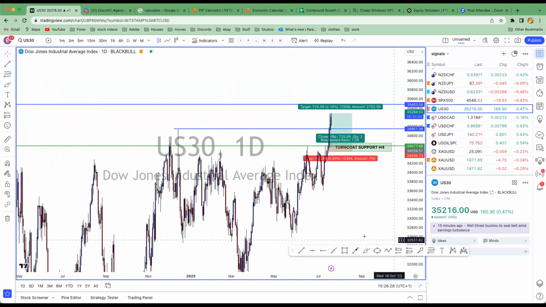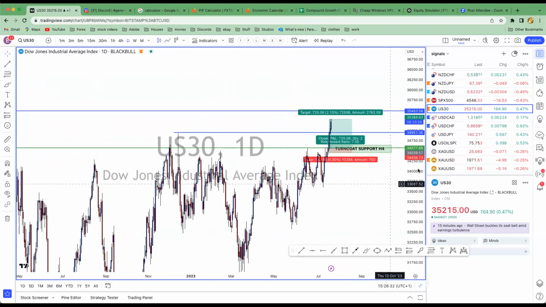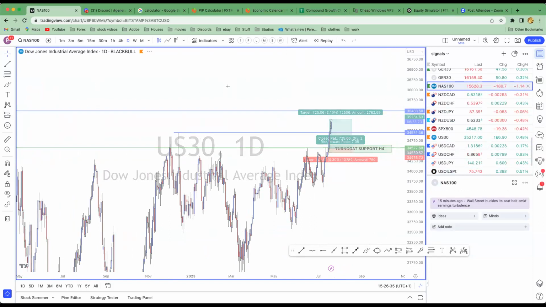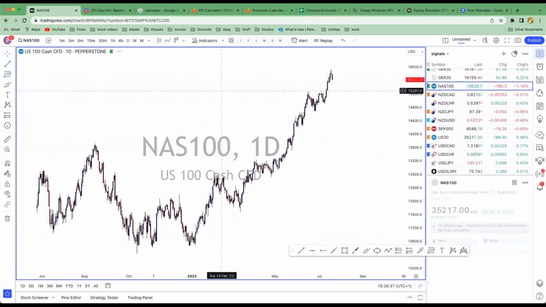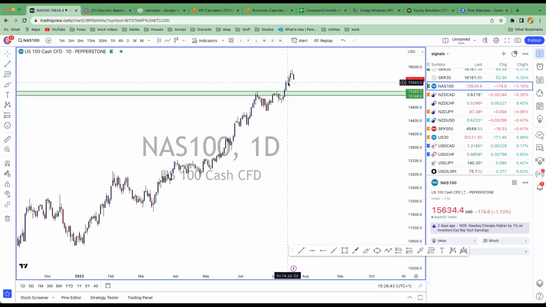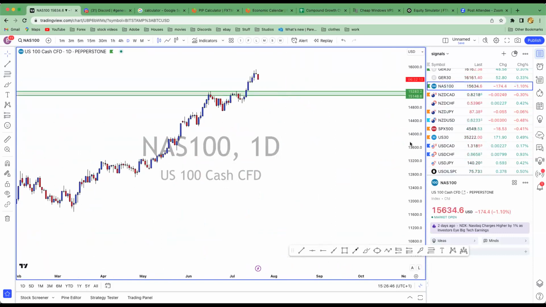Anybody else got any pairs you want me to check? Nasdaq, please. Nasdaq. Thank you. I think it's already started to buy Nas. No, okay, it started to sell. So here, yeah, this is the indication that US 30 might start to sell as well. Nas is selling.